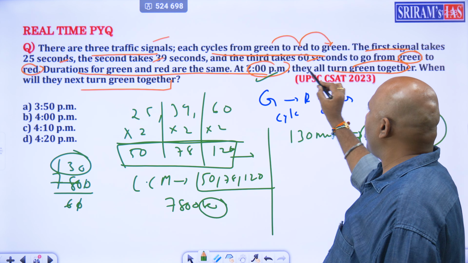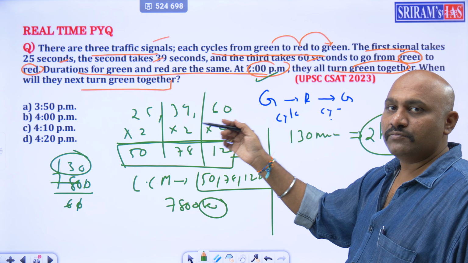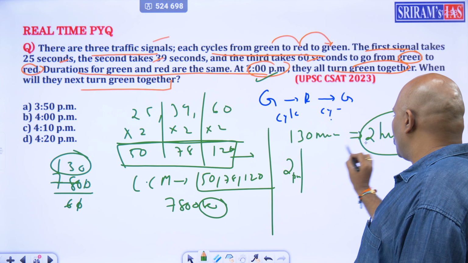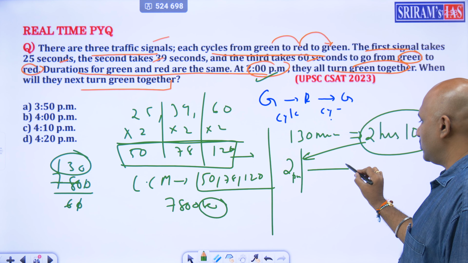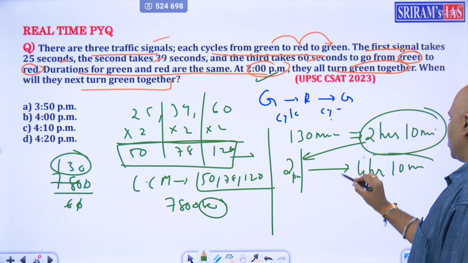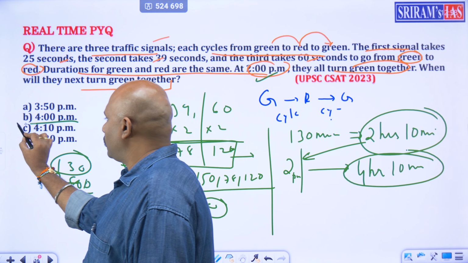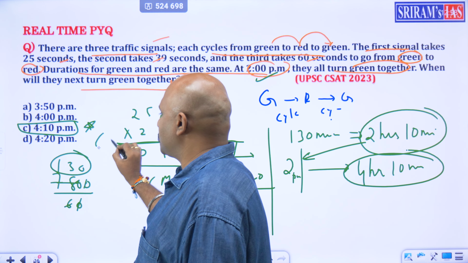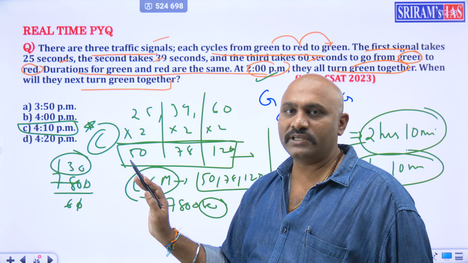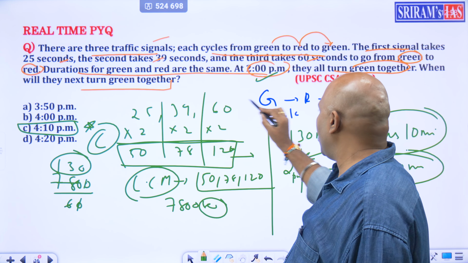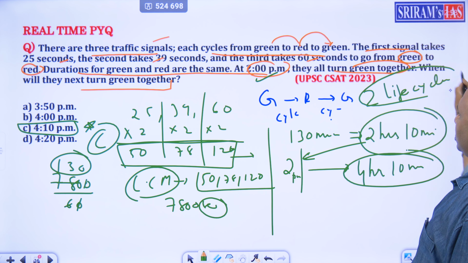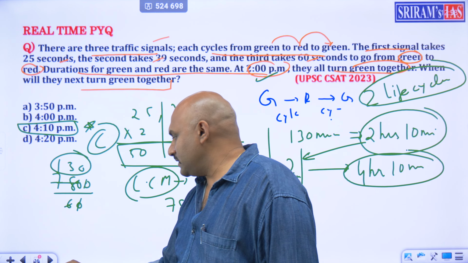But at 2 p.m. they all turn green. Again, when will they become green? From 2 p.m., 2 hours 10 minutes must be added, so it becomes 4 hours 10 minutes. Therefore the answer is 4:10 p.m., option C. This is how a simple question using LCM can be done so easily. Here the question was about 2 life cycles. Like this, a beautiful question can be solved using LCM.